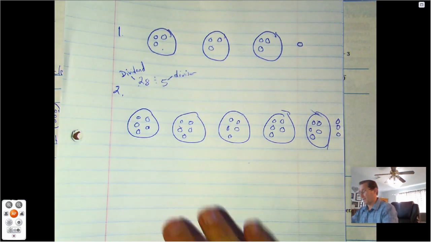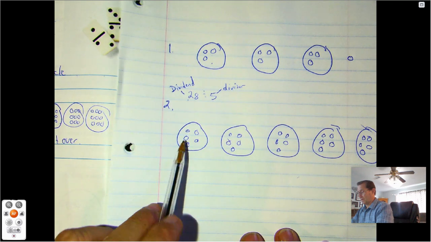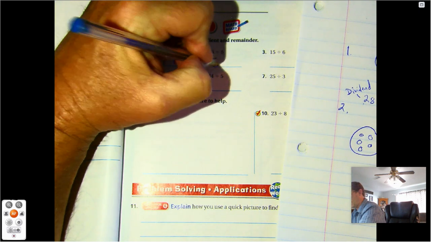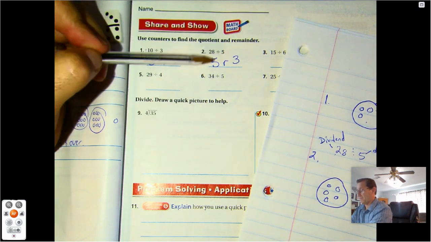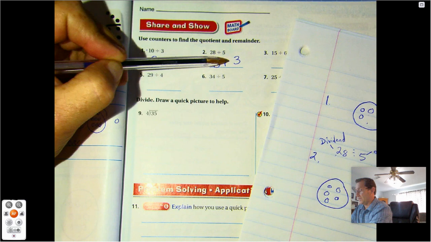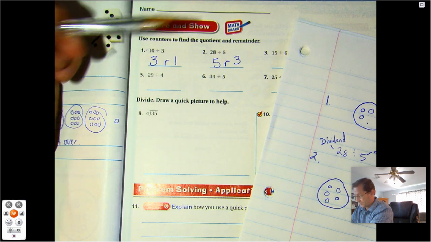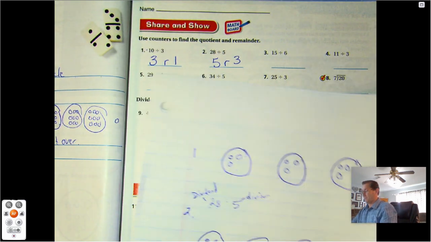So this one is, how many inside? 5. How many was left over? 3. Does that make sense? 5 times 5, 25, plus 3 more is 28. Yes.